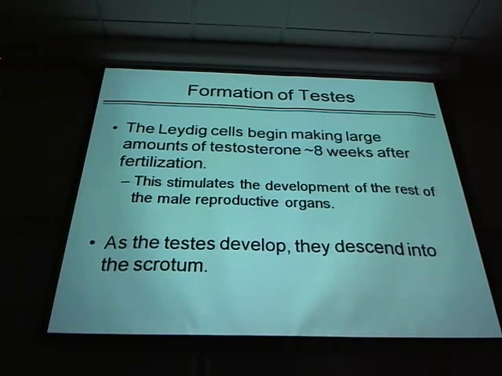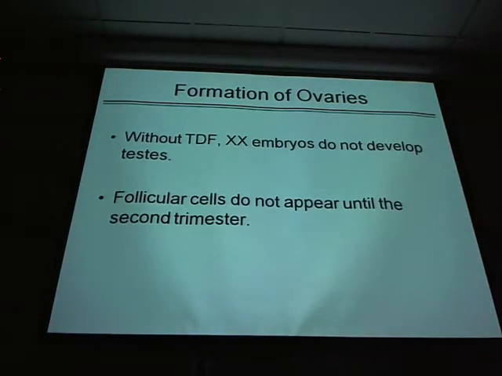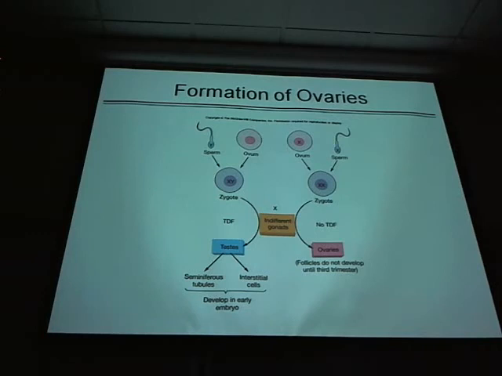They begin to make large amounts of testosterone at 8 weeks. As they develop, the testes descend into the scrotum. After they're all developed, it pretty much goes away for a while. Without the TDF, XX embryos do not develop testes. Follicular cells do not appear until the second trimester.